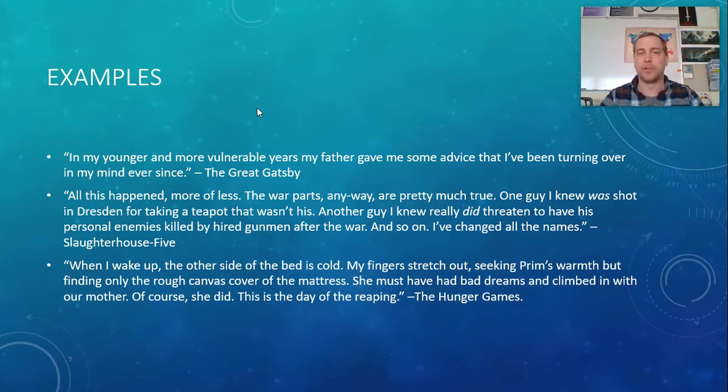"All this happened more or less. The war parts, anyway, are pretty much true. One guy I knew was shot in Dresden for taking a teapot that wasn't his. Another guy I knew really did threaten to have his personal enemies killed by hired gunmen after the war, and so on. I've changed all the names." And that's from Slaughterhouse-Five. And once again, you see the I telling the story.